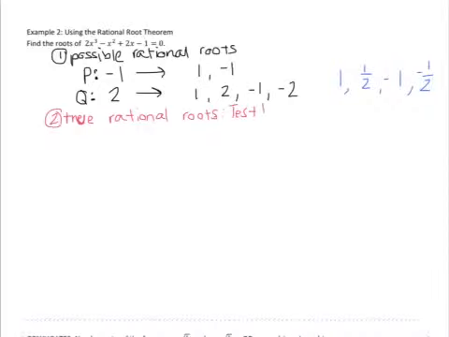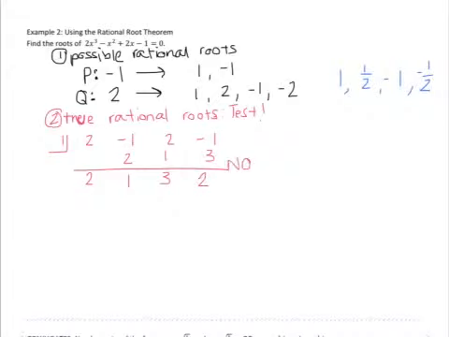All right, so let's start with 1. Coefficients are 2, negative 1, 2, and negative 1. Bring it down, multiply, add, multiply, add, multiply, and add. Nope, that one didn't work. All right, let's try the next one.